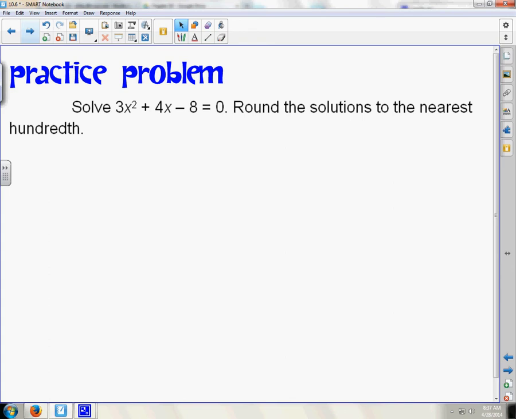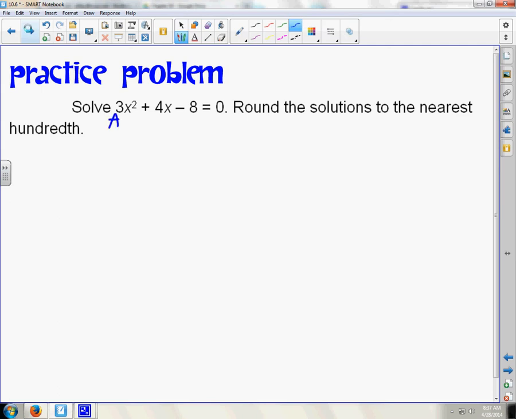So try this one. Round your solutions to the nearest hundredth. A lot of times your solutions won't be whole numbers like that last one. They'll be decimals, so you need to round to the hundredth place, this says. So try this and then we'll go over it.